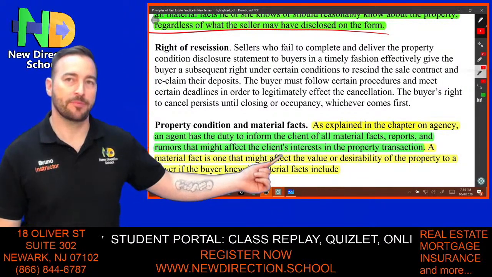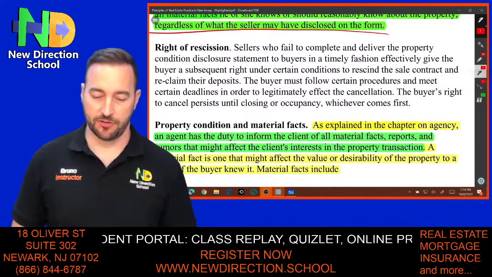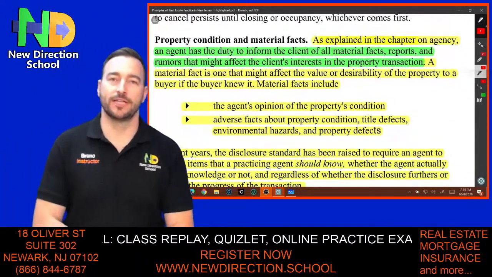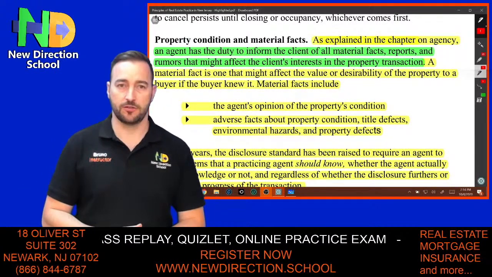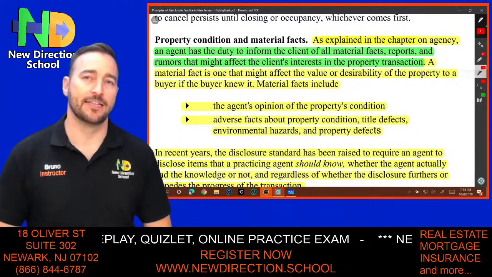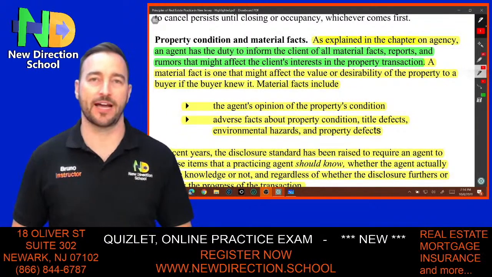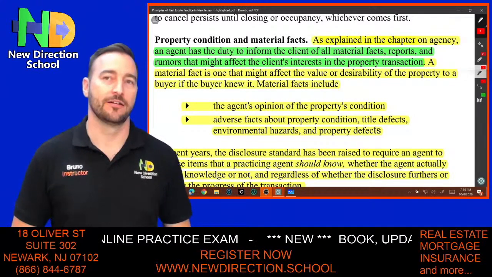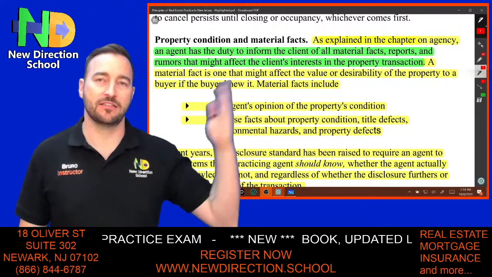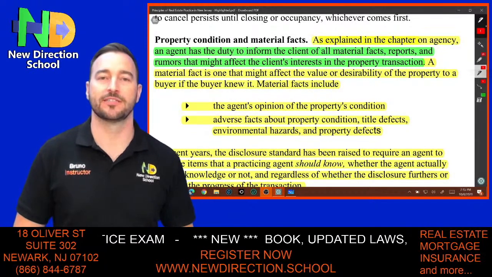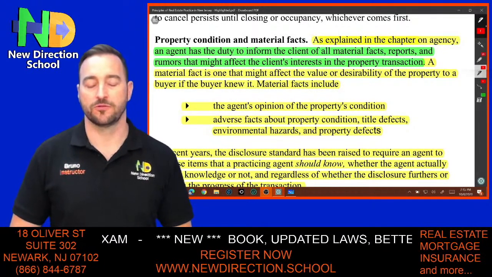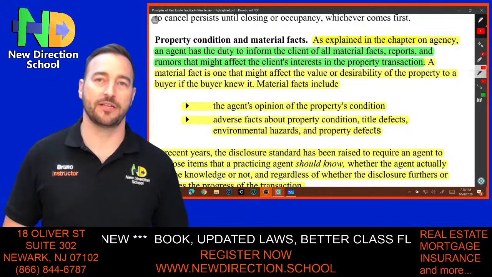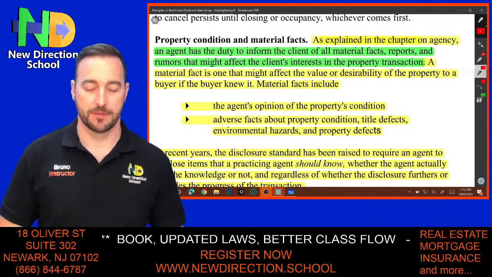Next, property condition and material facts. As explained in the chapter on agency, might be the page that you have right now, 196 or 197. An agent has a duty to inform the client of all material facts, reports, and rumors that might affect the client's interests in the property transaction. Again, anything and everything that could affect the proposed transaction must be disclosed. A material fact is one that might affect the value or desirability of the property to a buyer if the buyer knew it.